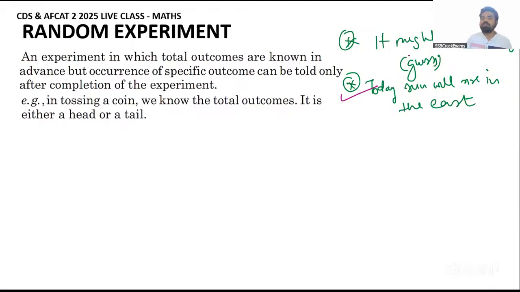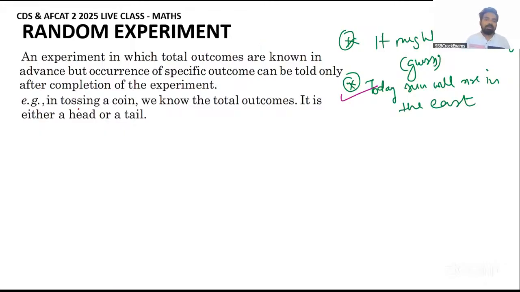But in the first case, it might rain today. It means that rain हो भी सकती है, नहीं भी हो सकती. ये तो तभी पता चलेगा जब आज का दिन कंप्लीट हो जाएगा. अगर बारिश हुई होगी तो आपका गेस सही था, अगर बारिश नहीं हुई होगी तो आपका गेस गलत था. It means that a random experiment is one in which you can say about its occurrence only after its completion.